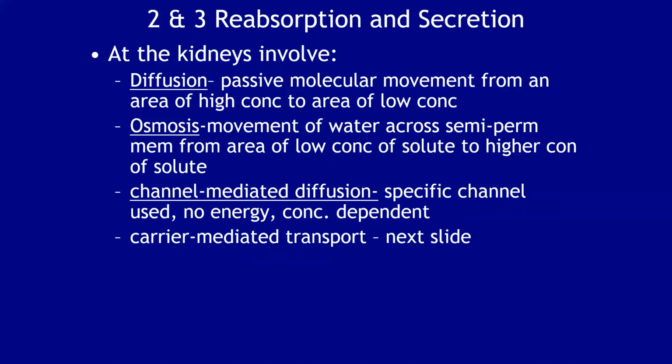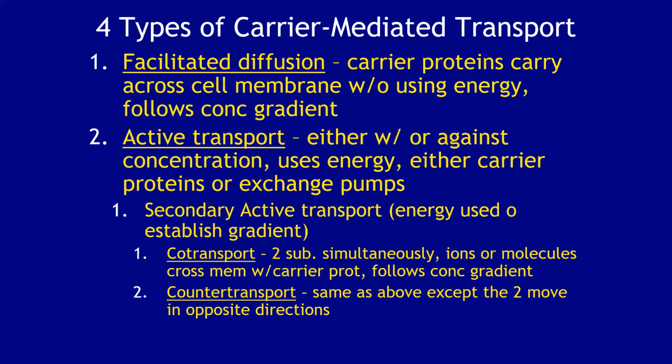Remember, osmosis is the movement of water across the semi-permeable membrane from an area of low concentration of the solute to an area of higher concentration of the solute. Both diffusion and osmosis have the goal of reaching balance and then maintaining balance. Channel-mediated diffusion uses specific channels, there's no energy, and it is concentration dependent because it is diffusion. And then we have carrier-mediated transport. Remember those when we looked at transport: facilitated diffusion and active transport with co-transport and counter-transport.